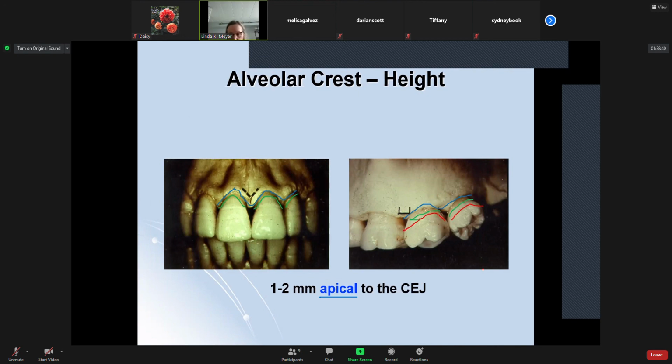This is something that you're going to remember and apply to your radiographic interpretation or assessment all the time throughout school and in your career in the real world as a dental hygienist. This is a piece of information you have to retain and apply, not just memorize for a test.